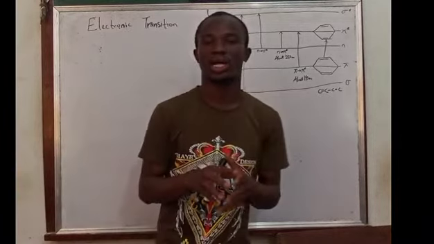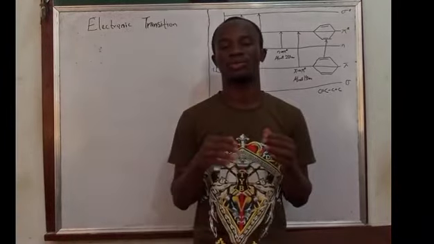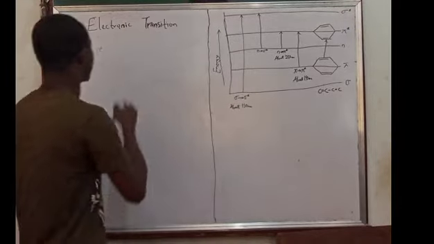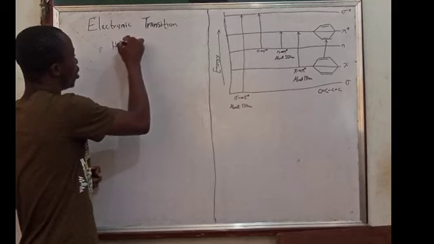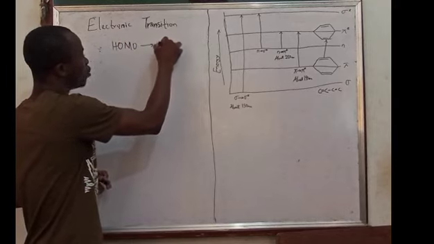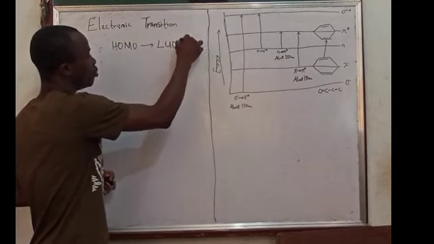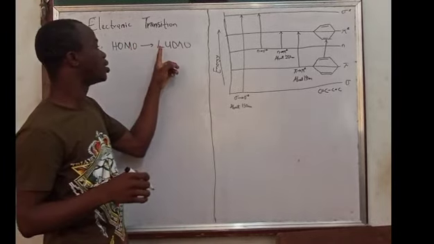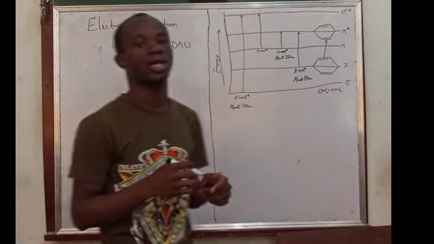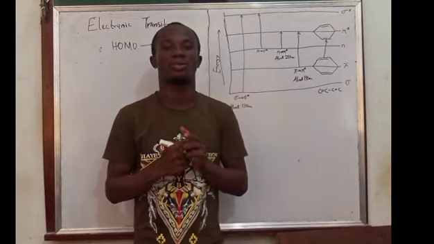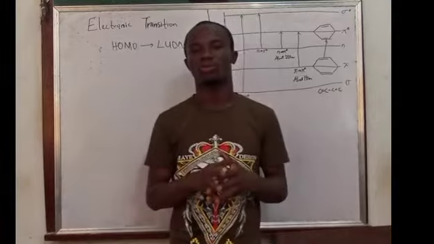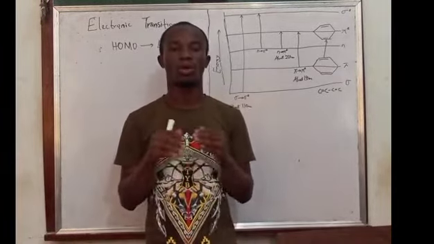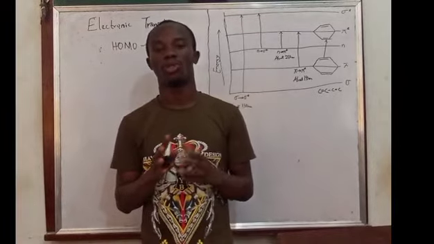And most times the transition of an electron occurs between the highest occupied molecular orbital, which we can term HOMO, to the lowest unoccupied molecular orbital. So this is the highest occupied molecular orbital and this is the lowest unoccupied molecular orbital. What that implies is that when atoms come together to form molecules, the atomic orbitals of those atoms also combine to form what we call molecular orbitals.